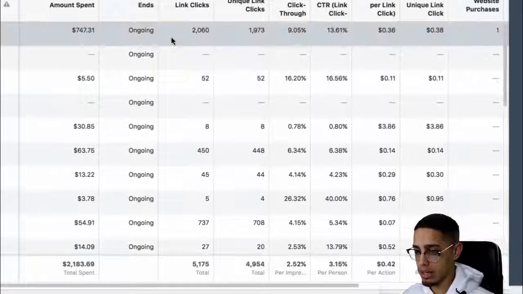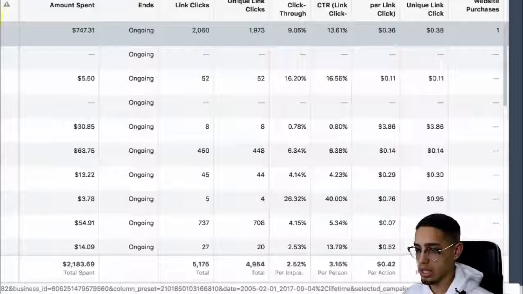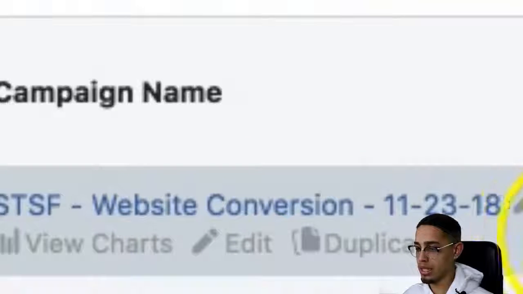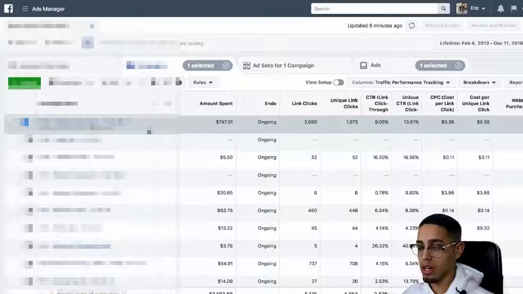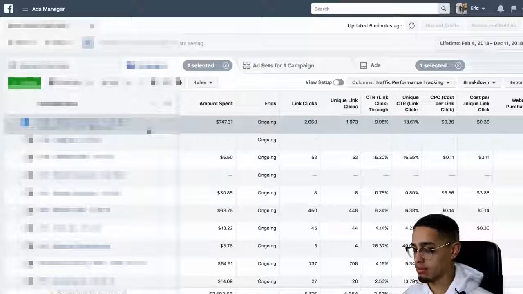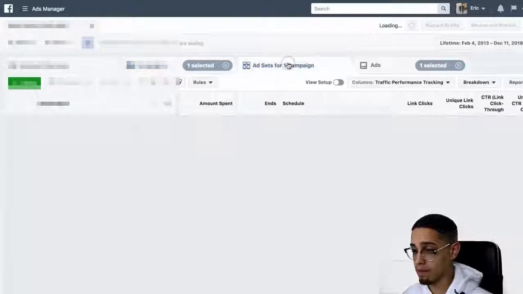back to my Facebook Ads Manager, I'm just going to break down the ad for you guys. First and foremost, from a campaign standpoint, it is a conversion ads campaign. Now, I split tested a whole bunch of different types of ads. But in this one specifically, we're doing conversion ads.